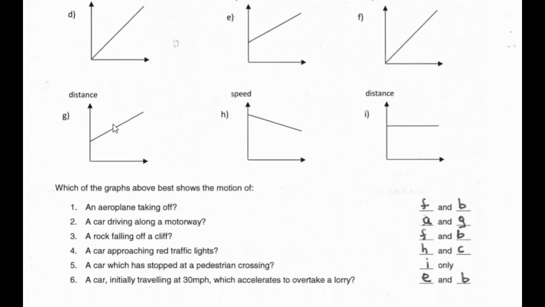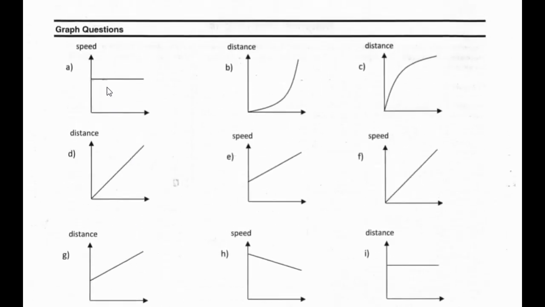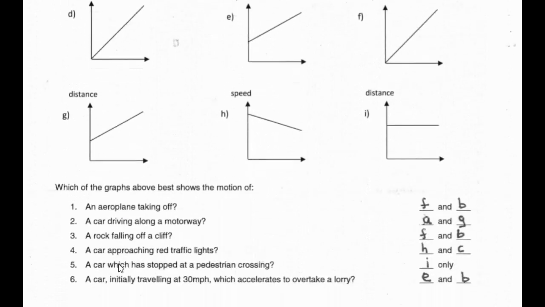And then G is a distance time graph. It's starting from some distance, also non-zero, part way through its journey, and it's just increasing in distance. It's moving forwards, and the gradient shows that it's going at a constant speed. So you've got to match up that this constant speed matches with this distance time graph as a constant speed. They're both showing the same thing, just with different axes.